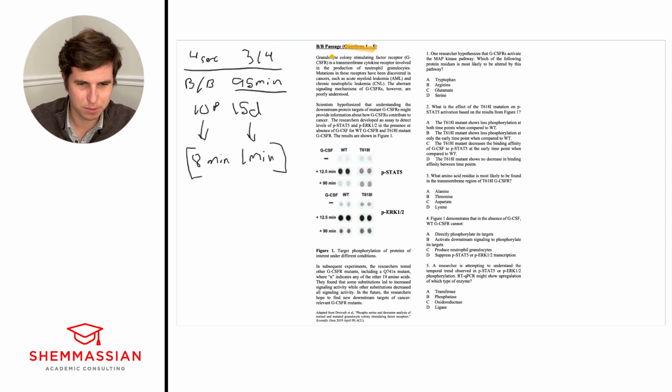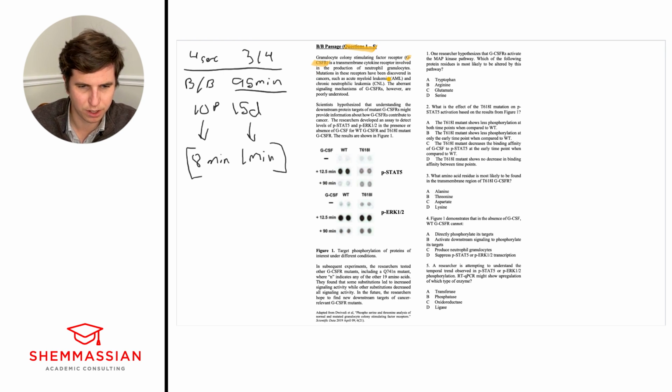Granulocyte colony stimulating factor receptor, GCSFR. I'm going to highlight GCSFR, because that's an acronym that we may or may not see show up in the questions. We want to be able to find it in case we have to refer back. It's a transmembrane cytokine receptor involved in the production of neutrophil granulocytes. This is all more definition on what GCSFR is.